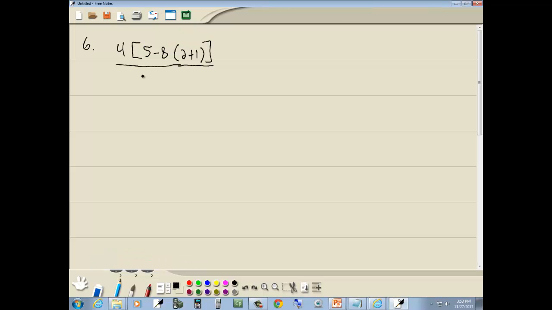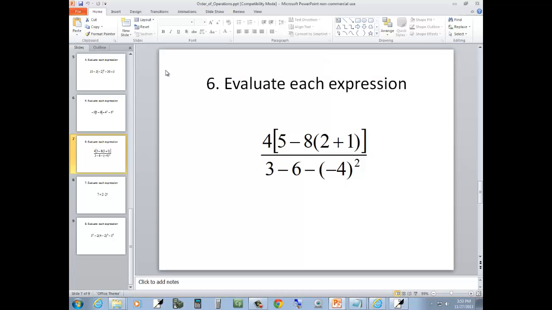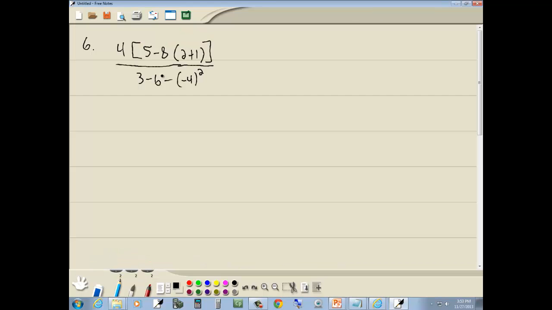And let's see, this is 3 minus 6 minus negative 4 squared. Now this one's going to demonstrate how to work with a fraction. I'm just double checking I wrote everything down correctly. Okay. Now when you got a fraction, what you do is you handle the top part separate, handle the bottom part separate, then you handle the fraction. So let's work on the top part.